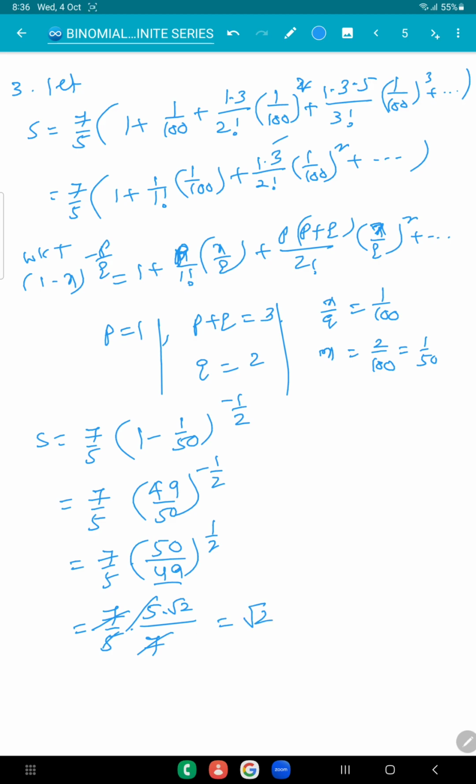So we need to show that one as root 2 only. Once you know the trick, then everything will be easier. Fourth one, given is x is equal to 5 by 2 factorial into 3. You have to be careful about this question.